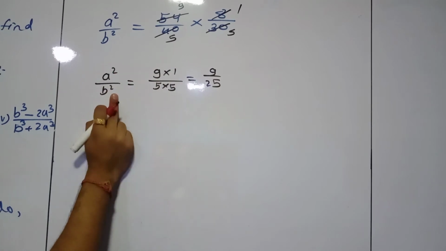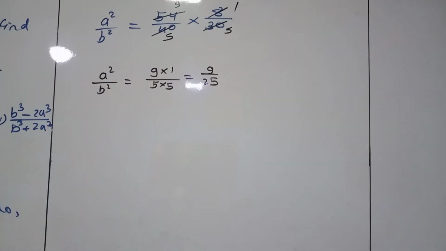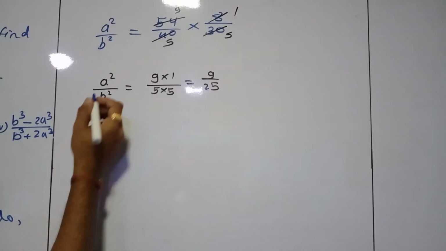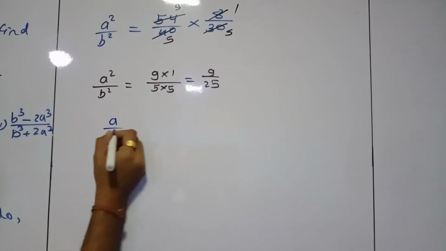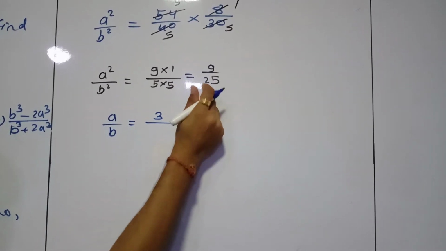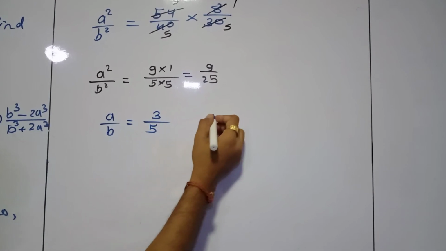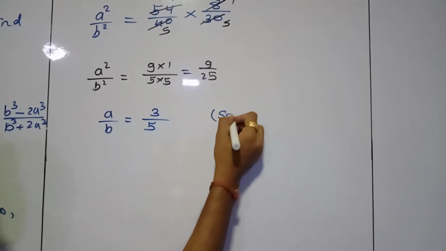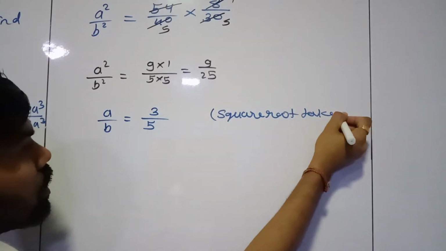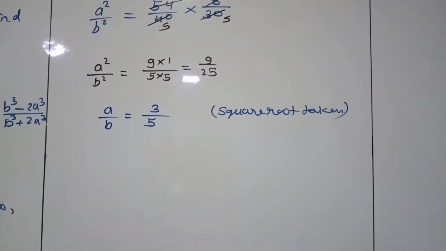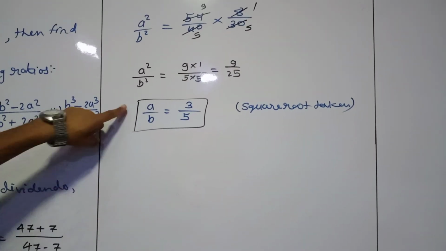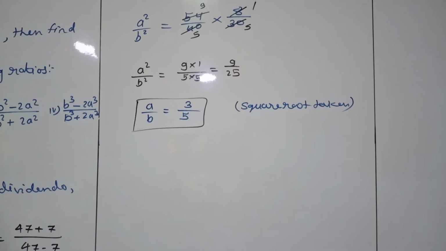Here we have a square and b square. Just keep in mind what you have to find. We want to find a upon b. So if we take the square root, it will become a upon b is equal to the square root of 9, which is 3, over the square root of 25, which is 5. And here we have to give the reason: square root taken. Yes, so it will become our answer to the first sub-question. Now we got a upon b is equal to 3 upon 5.